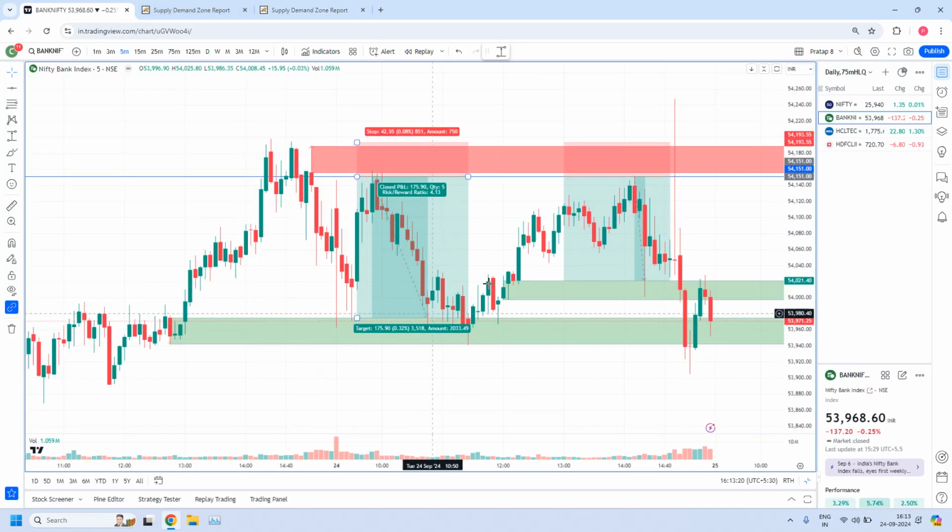Currently I am showing you Bank Nifty. We have a Bank Nifty high liquidity zone available here. Rally, base, drop. And this is a TCO zone, trend change horizon. In lesson 25 I have explained the concept of trend change horizon. It is a high liquidity zone.